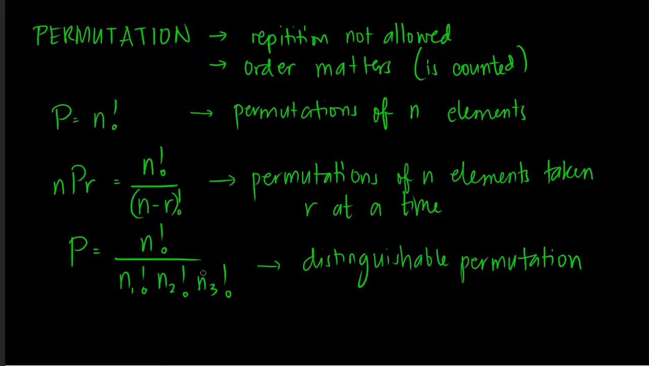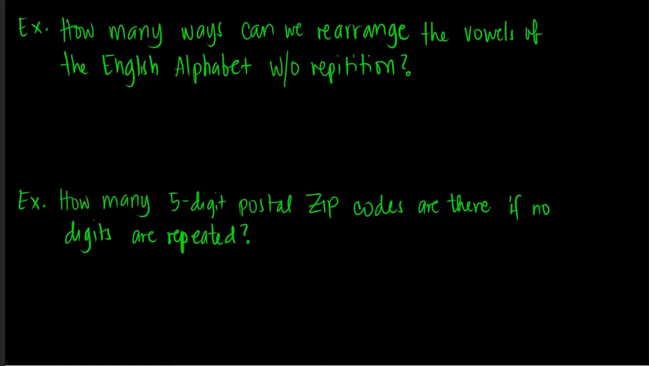Finally, P is equal to n factorial over n1 factorial times n2 factorial times n3 factorial, and these are distinguishable permutations, which I think is fun. So, let's observe, guys. Permutation and combination, their roots will be your counting principles.